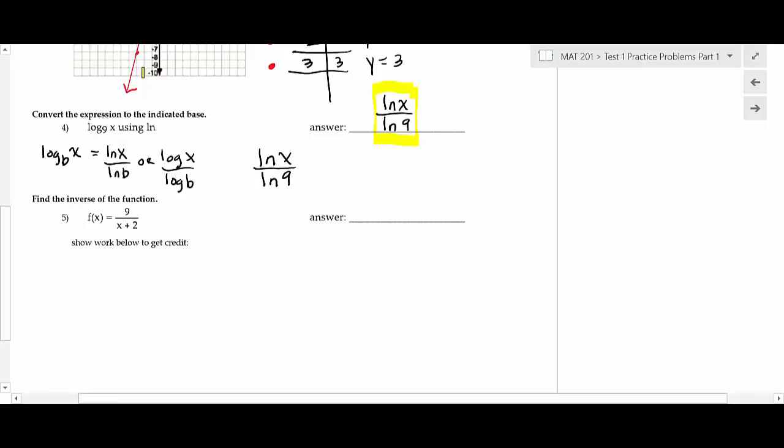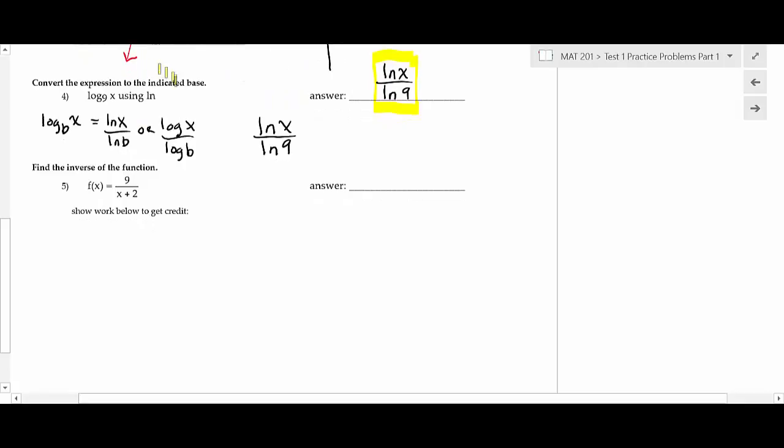Okay, the next background thing I want to look at is finding an inverse, and I'm giving you a one-to-one function. So what you want to do is start by writing it like this. Instead of using f of x, use y. And then you want to switch the variables. That's the first key step. So we're going to change the y to x, and we're going to change the x to y.